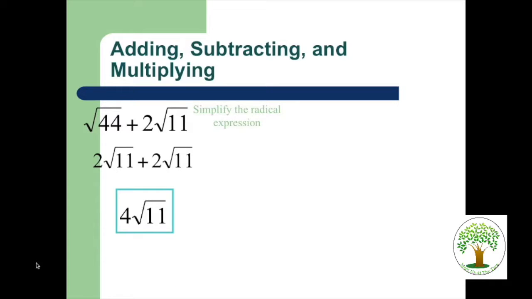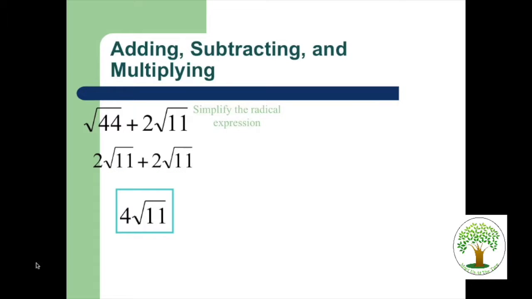You have right here 2 square root 11 and another 2 square root 11. How many square root 11s do you have? A total of 4 square root 11s. The only way you can put them together is if they are like terms, meaning they have the same radical or same square root after it. Okay?